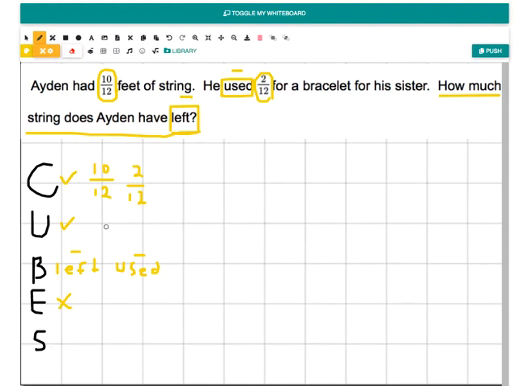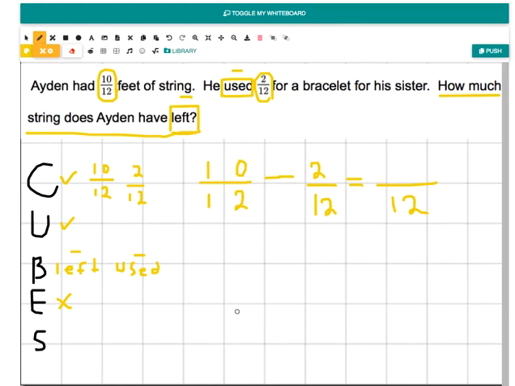So we have our two numbers, and our sign is going to be subtraction. So let me go ahead and put it in the boxes. We have 10/12 minus 2/12. And when we're subtracting with the same denominator, the denominator is going to stay the same. So that means I'm just going to bring this 12 straight across. It's never going to change. Now all I have to do is do 10 minus 2.